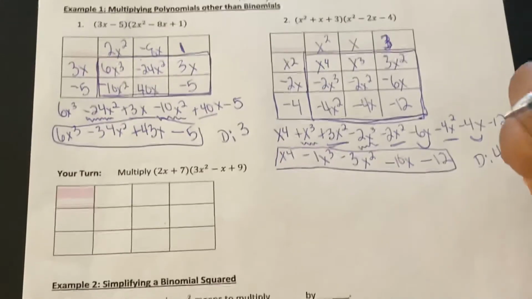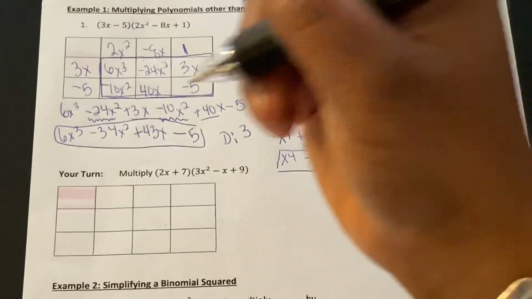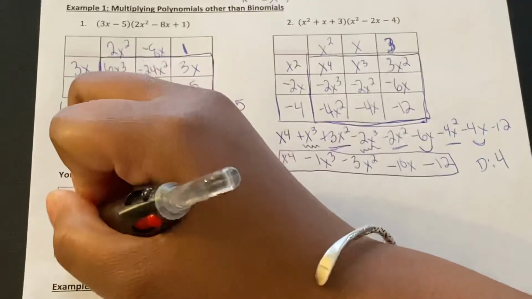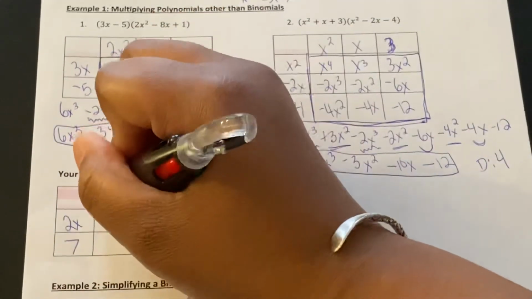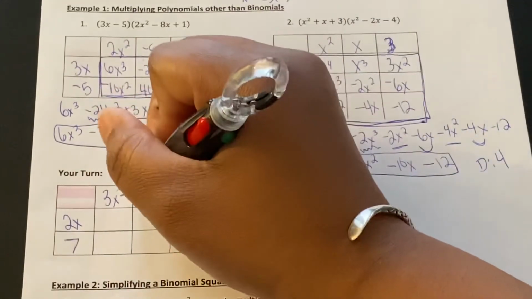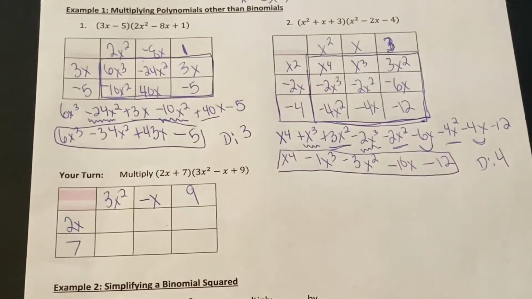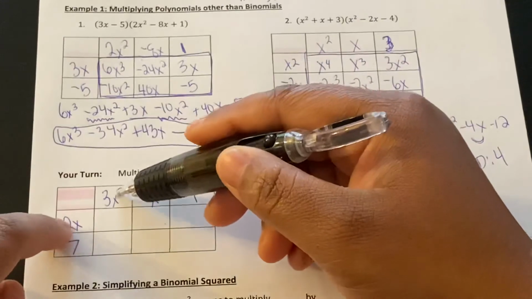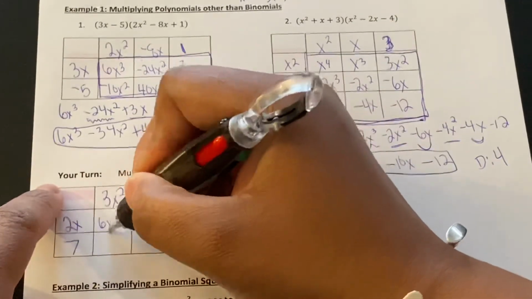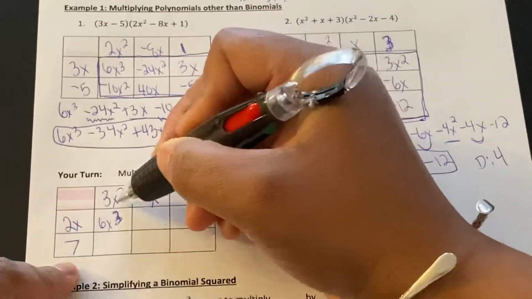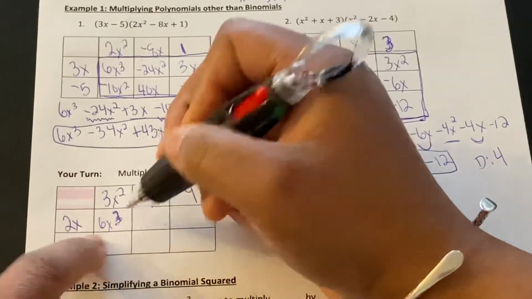Okay, so let's do it. You should have done it on your own. So 2x and 7, and then 3x squared minus x plus 9. All right, let's do our multiplication. 3x squared times 2x is going to be 6x squared. I'm sorry, cubed. 6x cubed. Because I have 2 x's here and an x here, that's 3 x's.